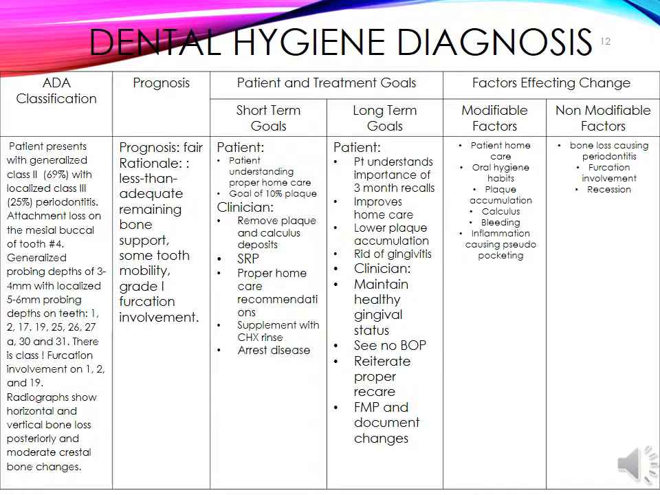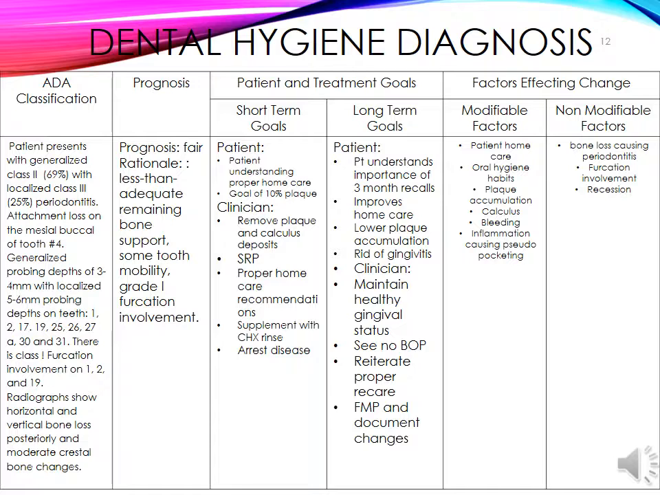Prognosis for the patient is fair. The rationale is less than adequate remaining bone support with grade 1 furcation involvement. Short-term goals for the patient are patient understanding proper home care and a goal of 10% plaque. Short-term goals for clinician are to remove plaque and calculus deposits, to complete 4 quads of SRP, proper home care recommendations, to supplement patient with chlorhexidine rinse, and to arrest disease.